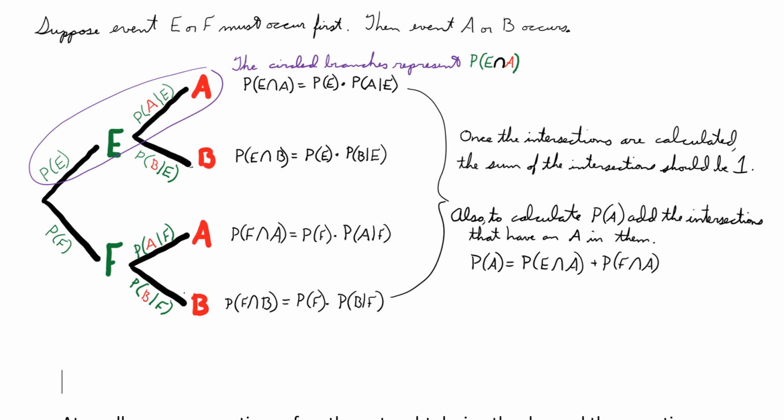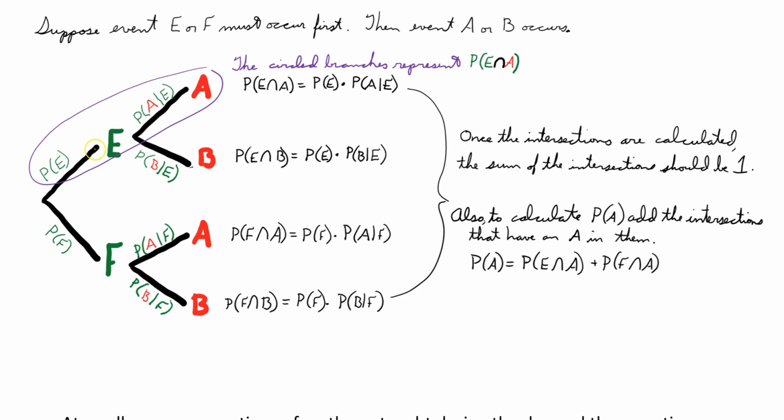Labeled on these various branches of our tree diagram, we see probability of E. This first branch represents the probability of E. Down below, we have the probability of F. These two probabilities should add up to 1. Let's go back up to E.